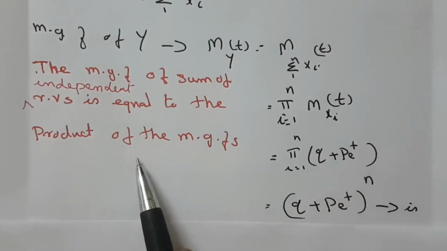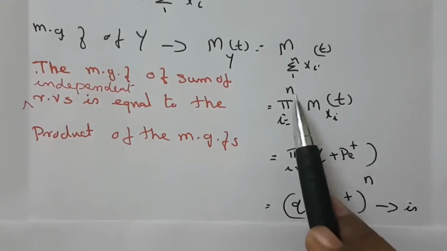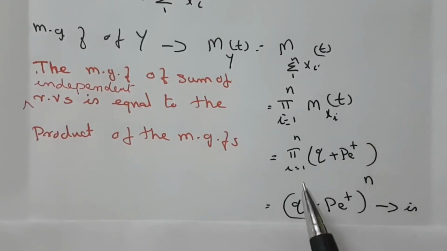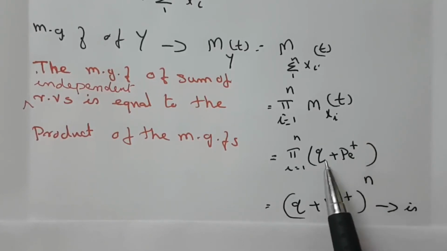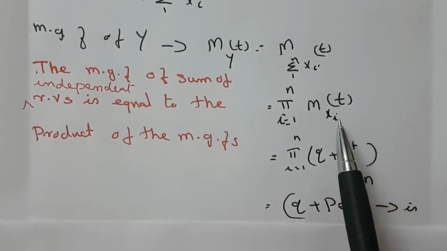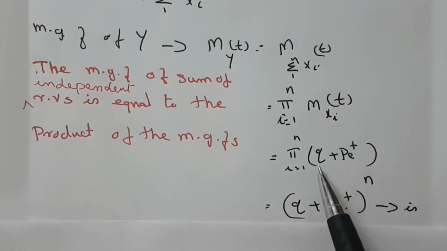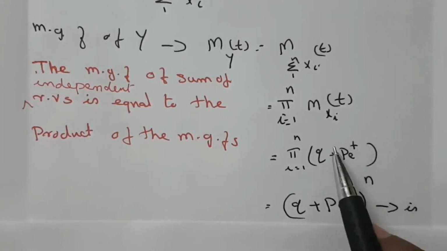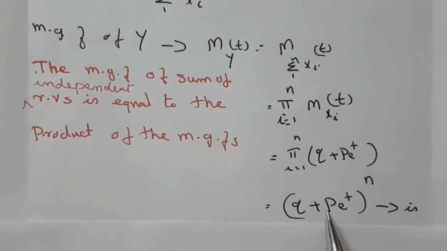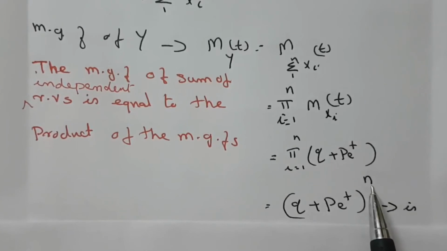Using this property, we can write pi i varies from 1 to n M xi of t, that is pi i varies from 1 to n q plus p e raised to t. Since q plus p e raised to t is the moment generating function of the random variable xi, which follows a Bernoulli distribution, and we know that this expression is independent of x. So this is q plus p e raised to t all raised to n.